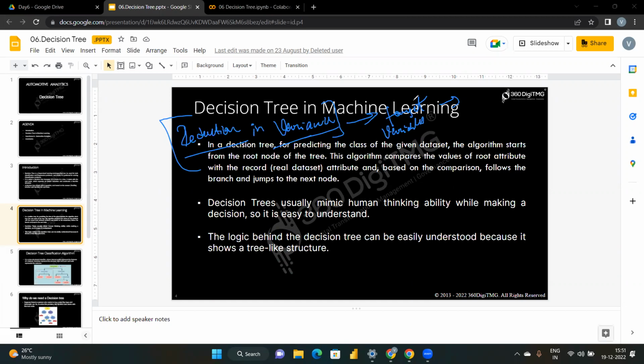Next thing we have is chi-squared. The acronym CHAID stands for chi-squared automatic interaction detector. It is one of the oldest tree classification methods, one of the oldest decision tree classification methods.